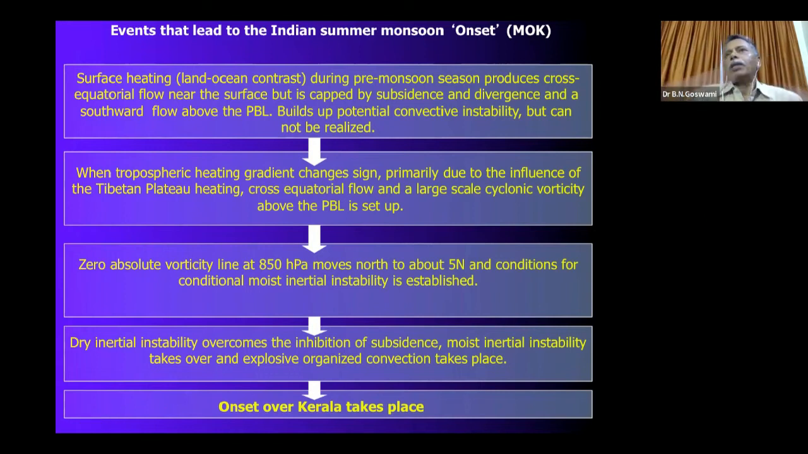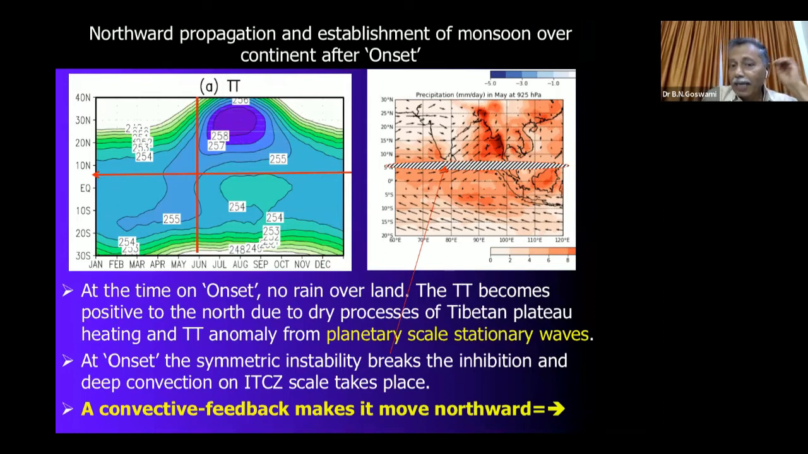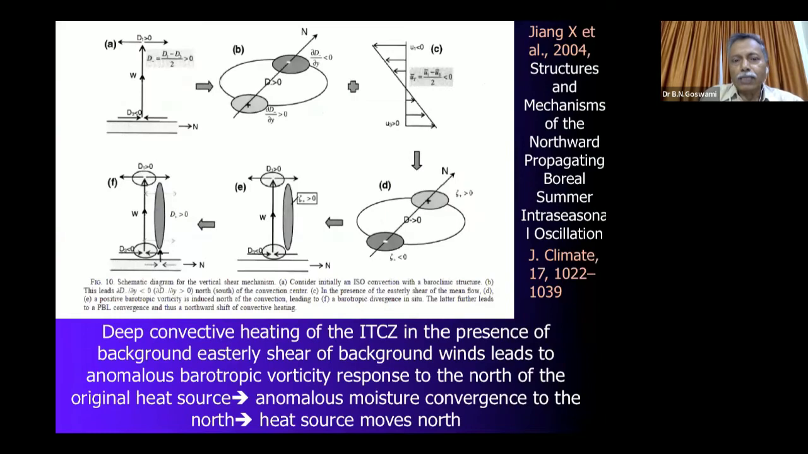So the ITCZ becomes vigorous north of 5 degrees north, and then a feedback between convection and the circulation can make it move northward. This feedback works like this: suppose you have the ITCZ here, and now it has become vigorous. There is a lot of convective heating, deep heating taking place, and once that happens, the convective feedback can make it move northward. How does it happen? This was discussed by Jiang et al.